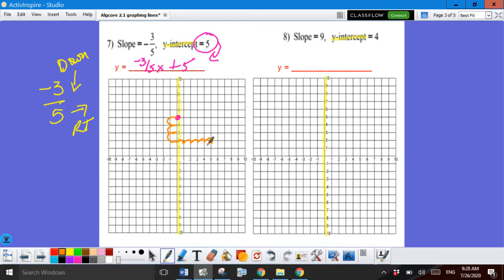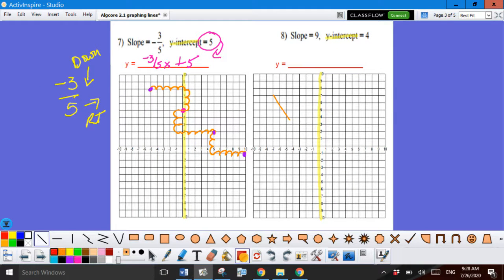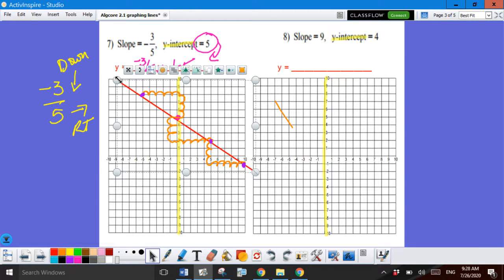And I can do it again. 1, 2, 3, and go to the right. 1, 2, 3, 4, 5. Okay, and I can do the opposite. I can go up 3 and 1, 2, 3, 4, 5 to the left, and see how I have my line. Okay, I've got 4 points there, and I can draw my line in there. So my line is going right through there.